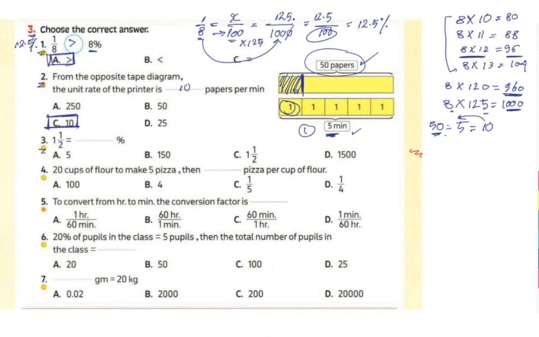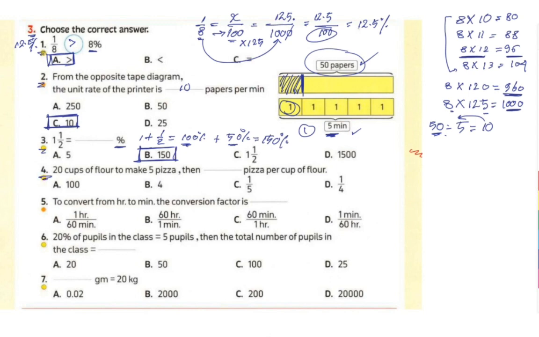Next one. 1.5 equals what percent? That's easy. I know that 1.5 equals 1 plus half. That's it. 1 equals what percent? 100%. And half, 50%. 100 plus 50, 150%. That's it. So I have here 150%, so I need 150%.